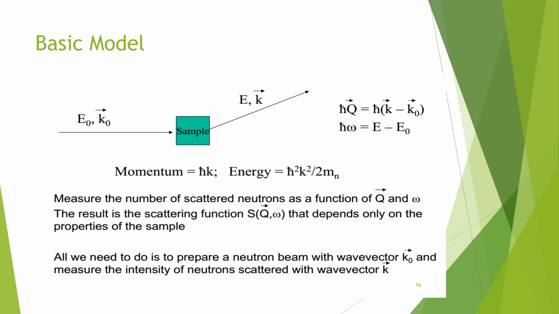Measure the number of scattered neutrons as a function of q and omega. The result is the scattering function, S(q, omega), that depends only on the property of the sample. All we need to do is to prepare a neutron beam with wave vector k0 and measure the intensity of the neutrons scattered with the wave vector k.